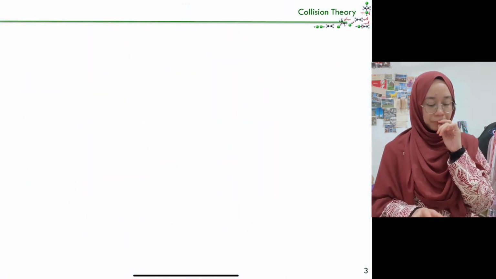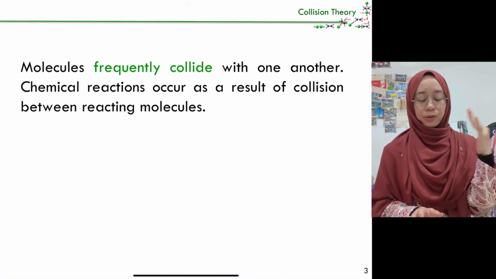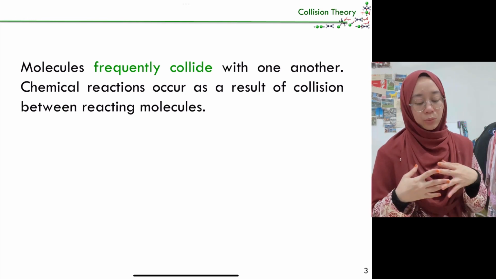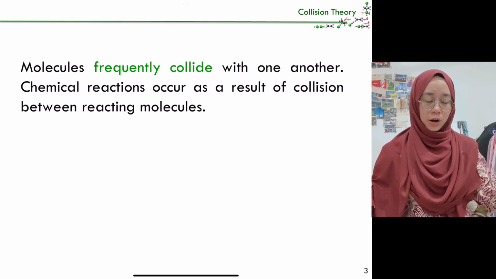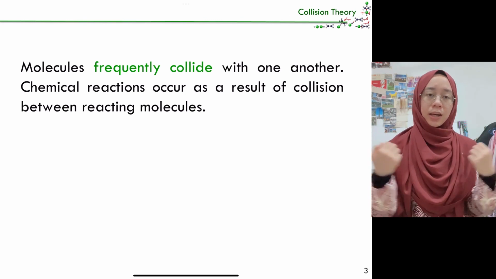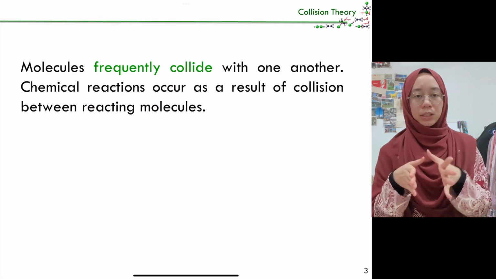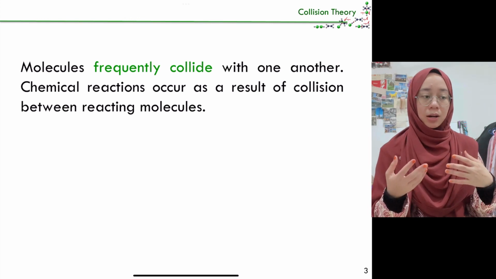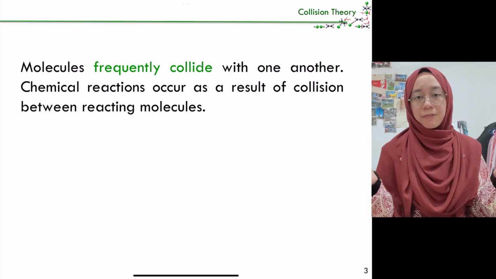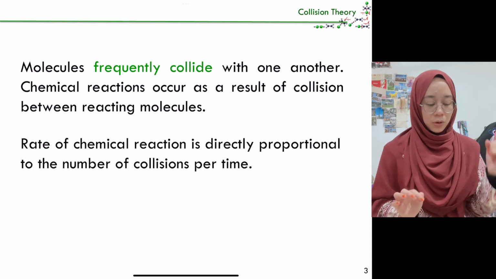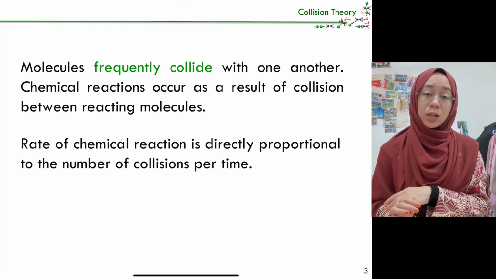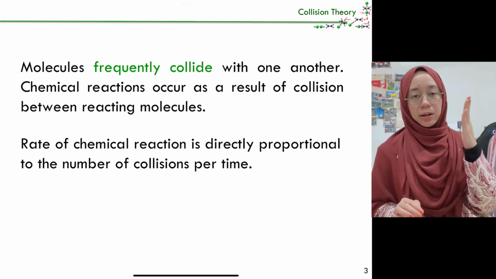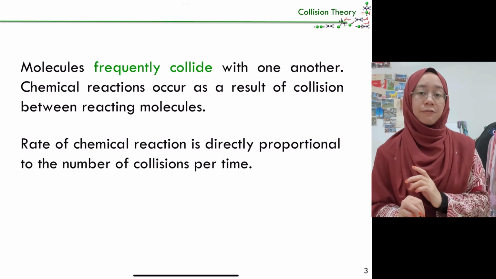Okay, so first, you have to know that molecules frequently collide with one another. Chemical reactions occur as a result of collision between reacting molecules. As the molecules collide with one another, there are some collisions that lead to the formation of new product, but there are some collisions that don't have any effect on the reaction. The rate of chemical reaction is directly proportional to the number of collisions per time. However, in order for the reaction to occur, the collision must be what we call an effective collision.